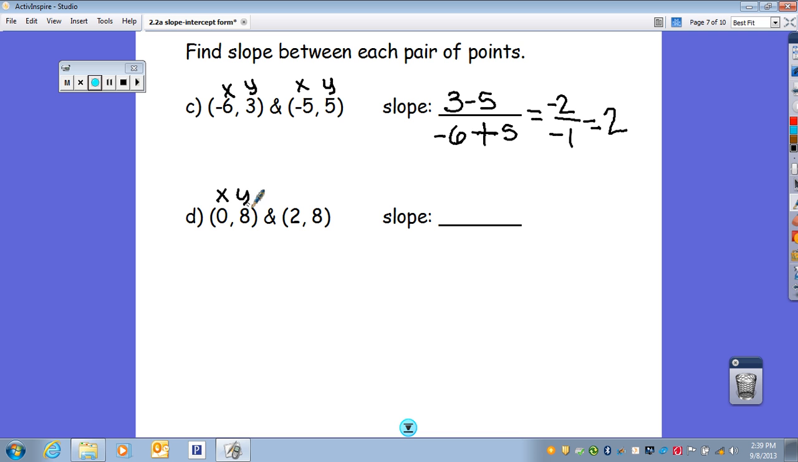Here are my x and y values for each of the points. Let's subtract the y values. 8 minus 8, and then we'll do the same order, 0 minus 2. 8 minus 8 is 0, and 0 minus 2 is -2. Simplified, 0 divided by any number except 0 is 0. So this has a slope of 0, and that would be an example of a horizontal line.